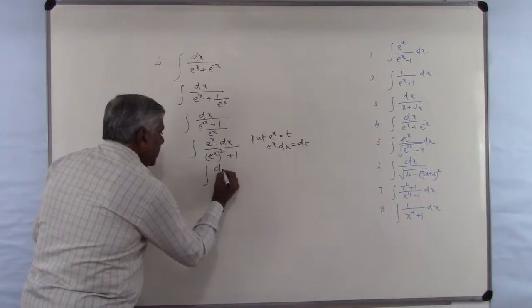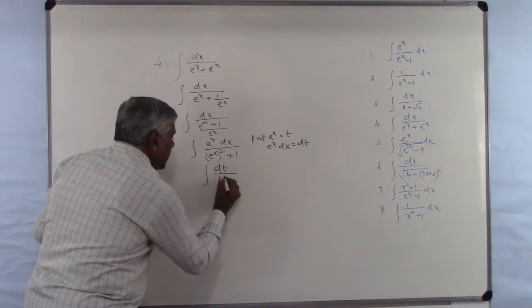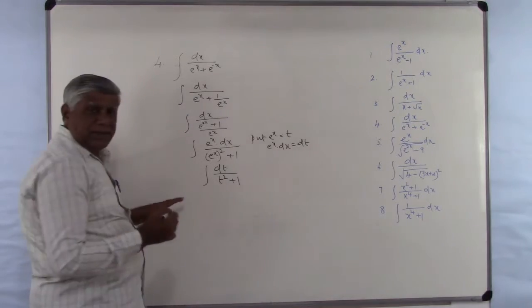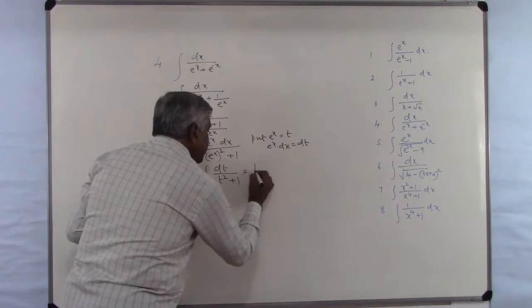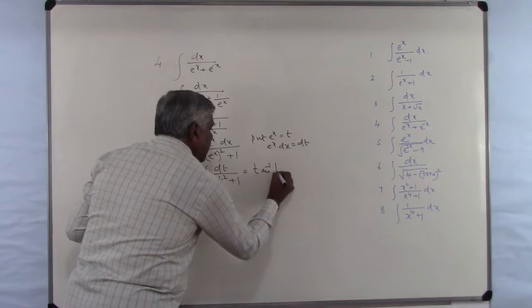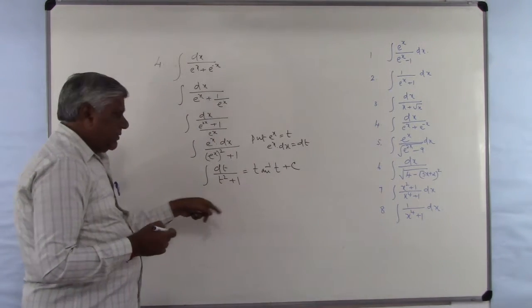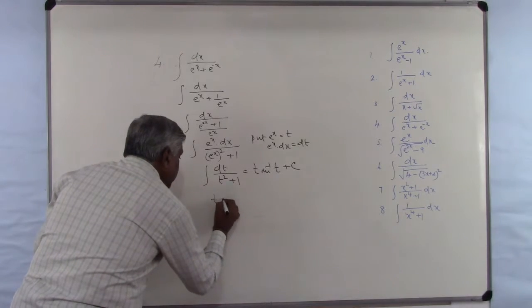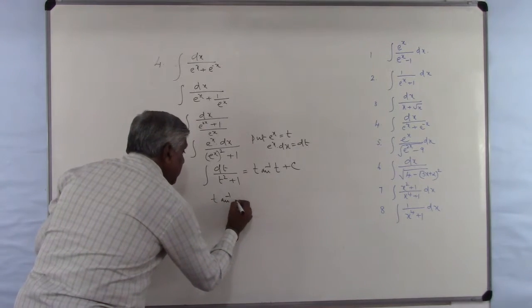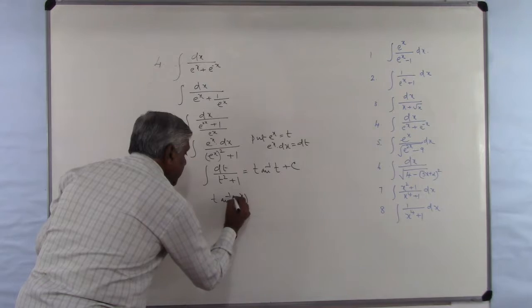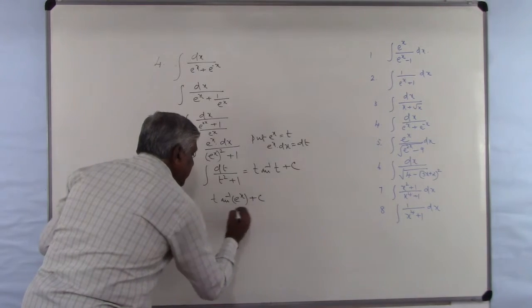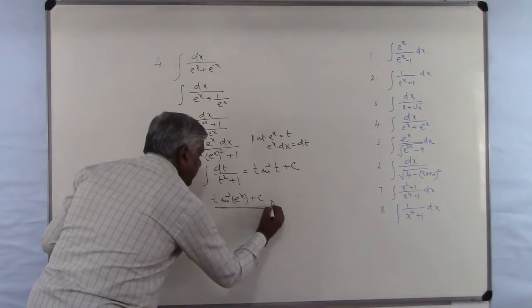Therefore dt by t square plus 1. For this the formula is tan inverse of t plus c. That is tan inverse e to the power of x plus c is the answer to this.